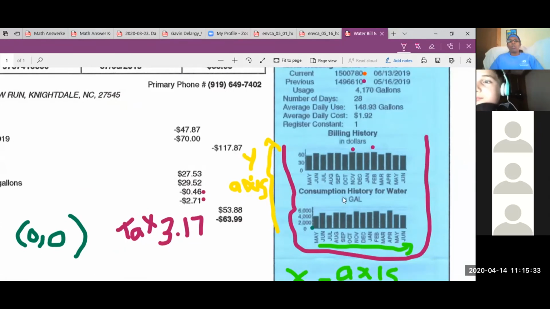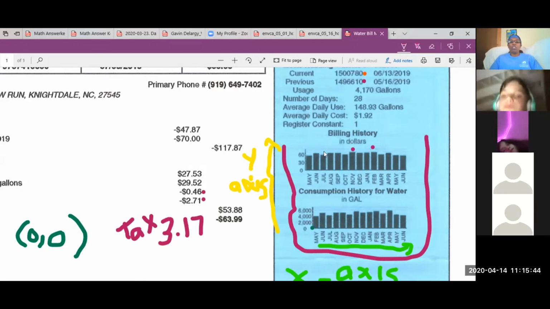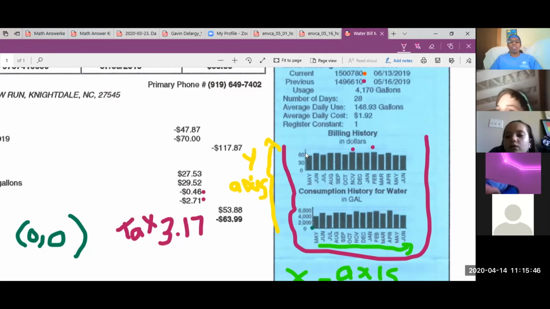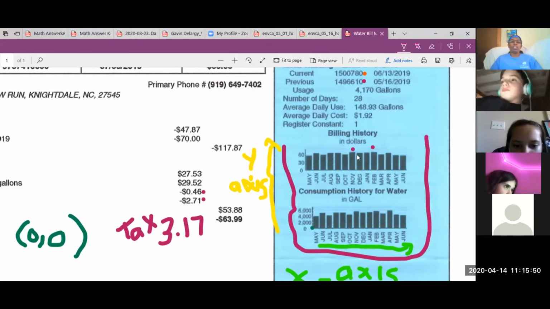Yeah, so reading this graph can give us a lot of information. So this is the billing history. This is how much he pays for an entire year for water. So if you take all of these amounts from the graph and add them up, you will know what the total bill per year for water is in your household, right?